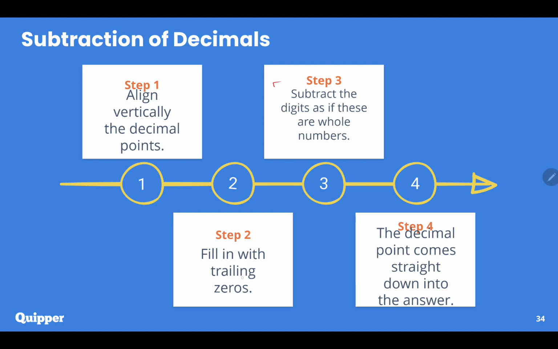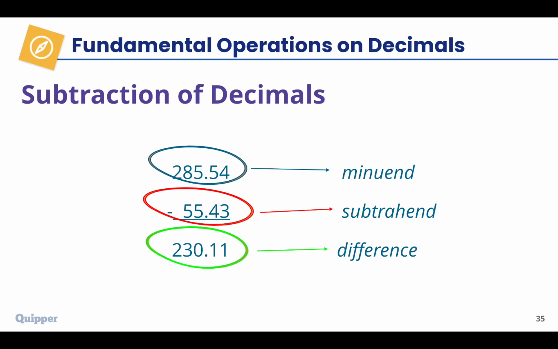Step 2 pala, fill in with trailing zeros. So, sa step 2, ganun din, mag-add tayo ng zeros kapag hindi pareho yung bilang ng decimals nila. Step 3, subtract the digits as if these are whole numbers. And step 4, the decimal point comes straight down into the answer. So, kung ano yung position ng minuend and subtrahend, ganun din ang position ng ating final answer or the difference.